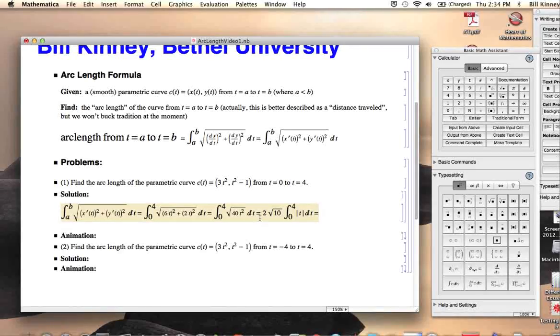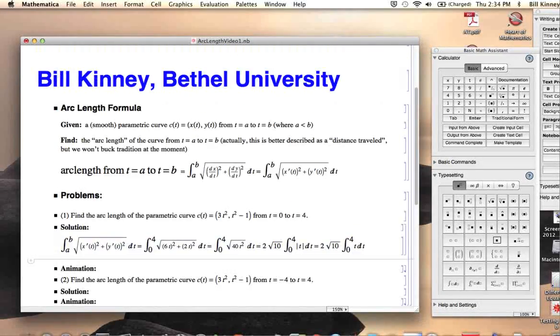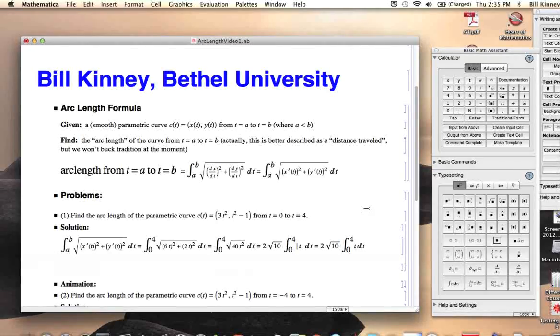But now I'll go ahead and get rid of the absolute values in this case, because this thing is being integrated over positive numbers, 0 to 4. Anyway, now it's an easy integral to do. Go ahead and put it on the next line here.